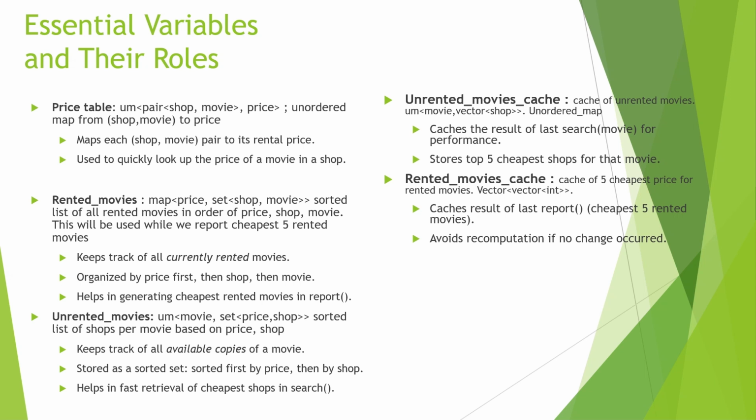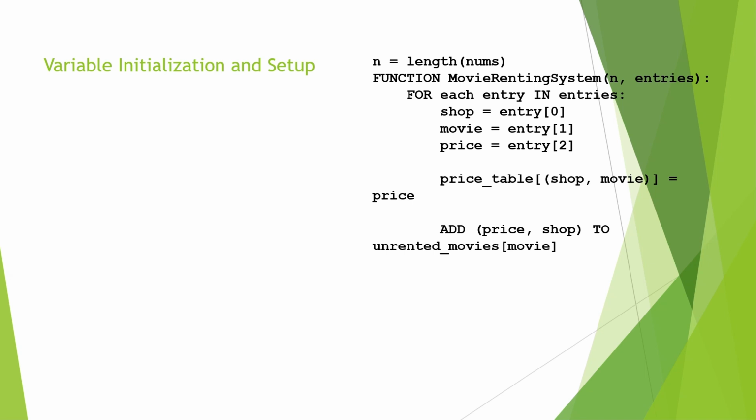So these are the 5 variables that we'll be utilizing while we implement our movie renting system. So let's now go ahead and check how each function operates using these variables. So first is initialization. So during initialization we will carry the n, which is the number of shops, and will instantiate our movie renting system.